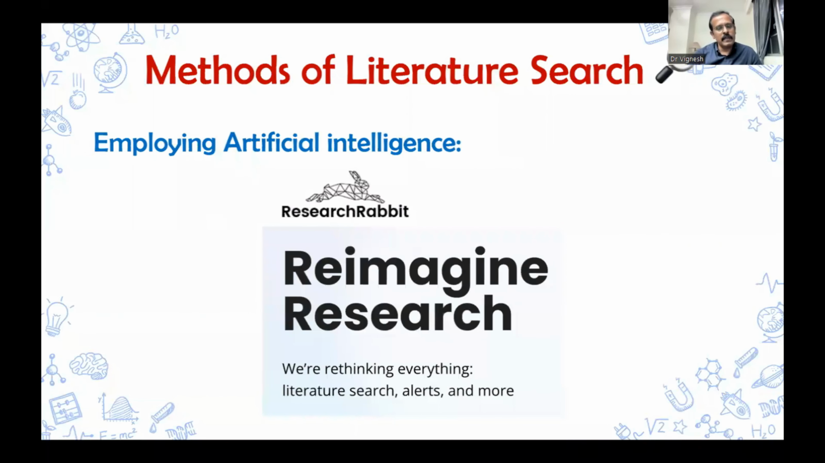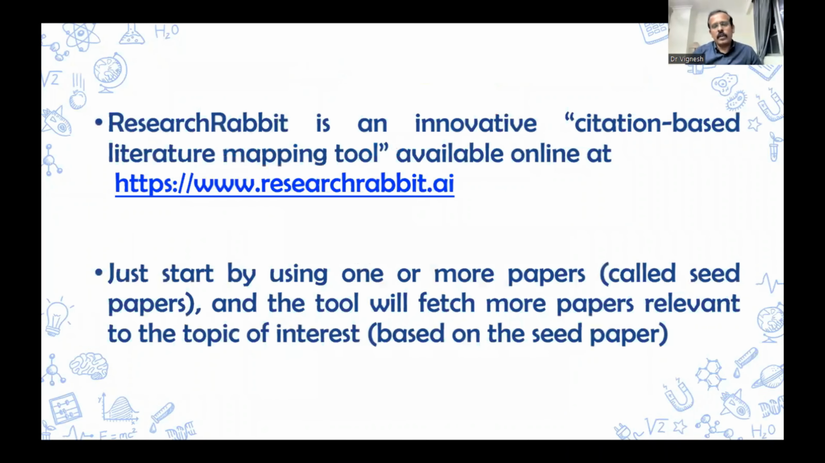Using Research Rabbit, it is completely reimagining things. I'll show you how it is done. It is also a citation-based literature mapping tool. It is available online, and the website address is researchrabbit.ai. It is easy to remember because it is an artificial intelligence tool, so they've got a domain like .ai.